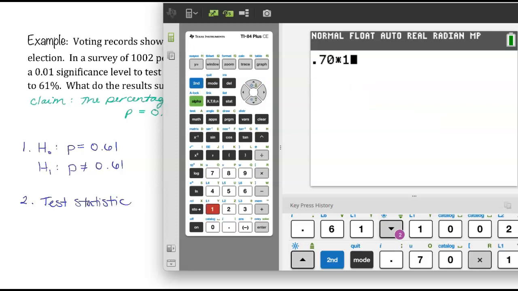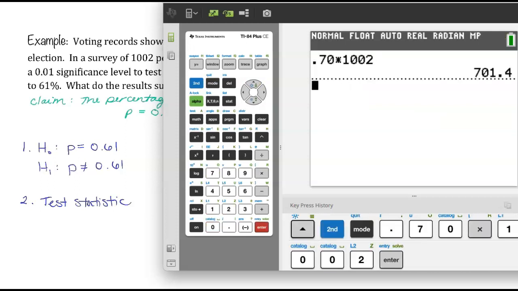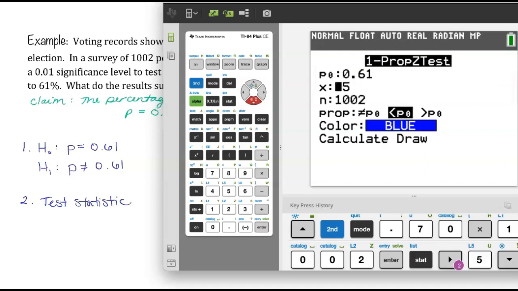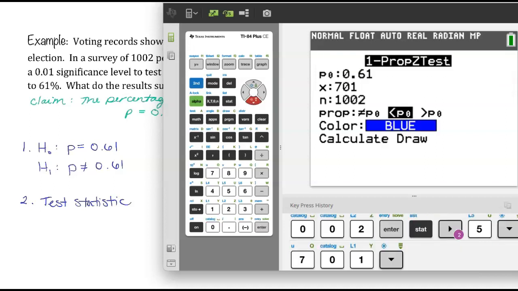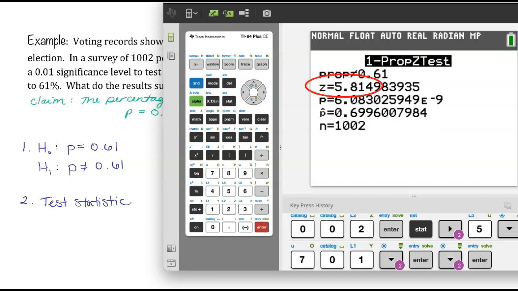70% of 1,002 people is 701.4. We can't have partial people, so we'll round this to 701 and take that back to our one-prop z-test. Now we have 701 for our x value. This is also a two-tailed test, so we need to select the not equals to option. And finally, we'll press enter when calculate is highlighted. Now we have our test statistic of 5.81, rounded to 2 decimal places. We are also given our p-value, 6.083 times 10 to the negative 9th.